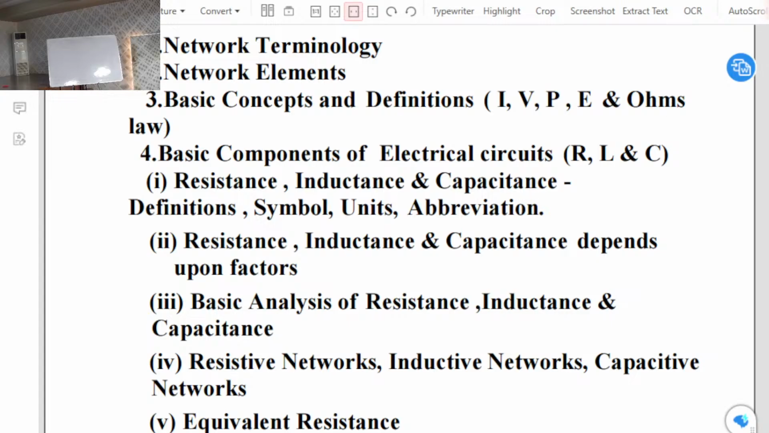The next one is networks. We have 2 types of networks: series and parallel. If resistors are connected in series, what conclusion do we get? What are the results? If resistors are connected in parallel, what are the results we get? The same for inductors in series, inductors in parallel.